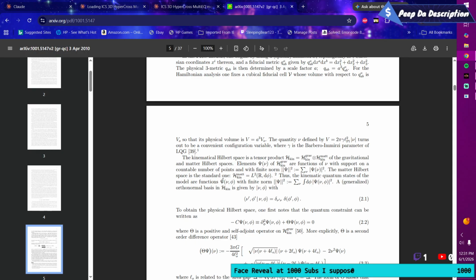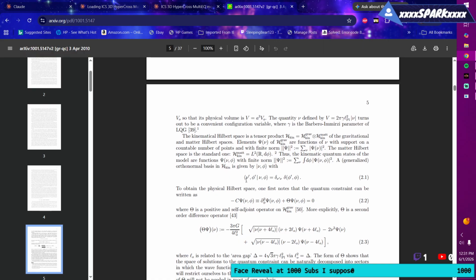The matter Hilbert space is the standard one. The kinematic Hilbert space equals L squared of the real numbers. Thus, the kinematic quantum states of the model are functions with finite norms. So this is the derivative of v, the derivative of phi.